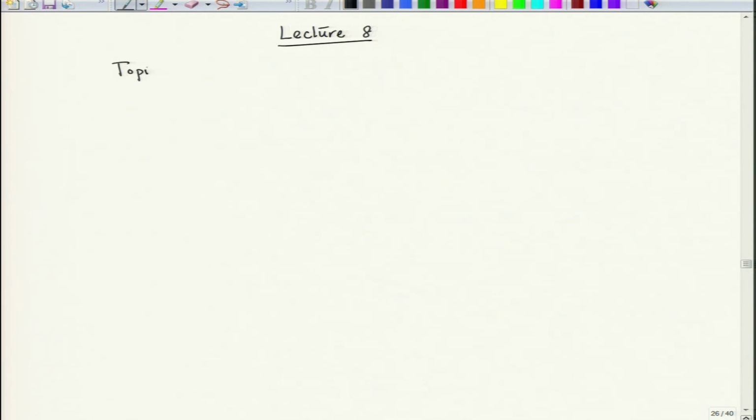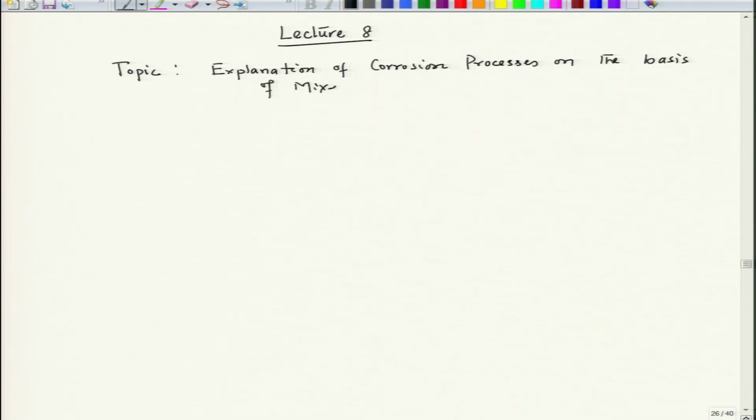Today's topic will continue our discussion on the explanation of the corrosion process on the basis of mixed potential theory, and today we will consider two instances. I think it will be both lecture 8 as well as 9.